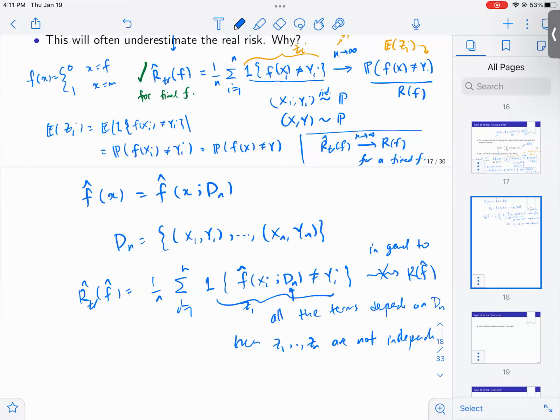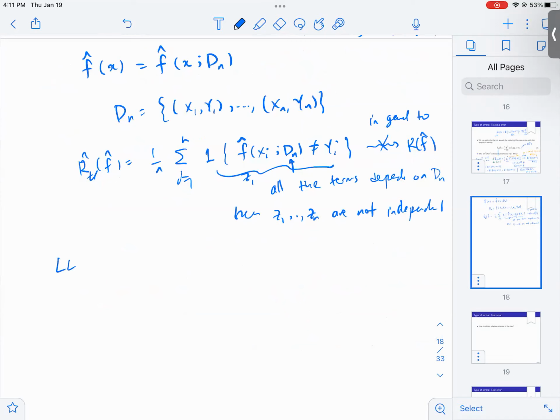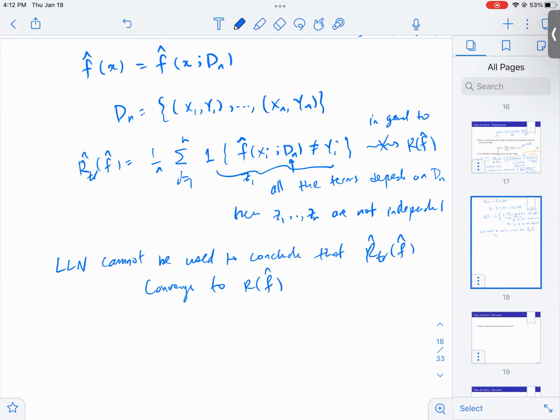So is this sort of clear to people? I can't use the law of large numbers to conclude that R hat training of F converges to R of F, which is R of F hat, the true risk. But actually, this statement is not precise.